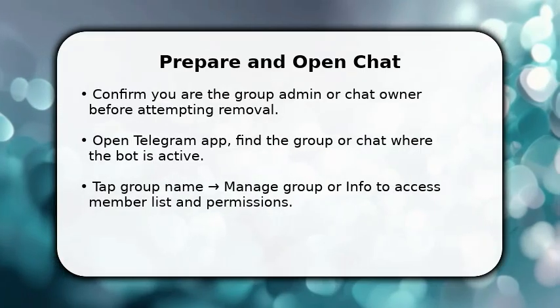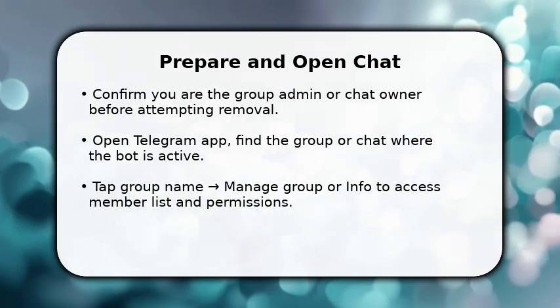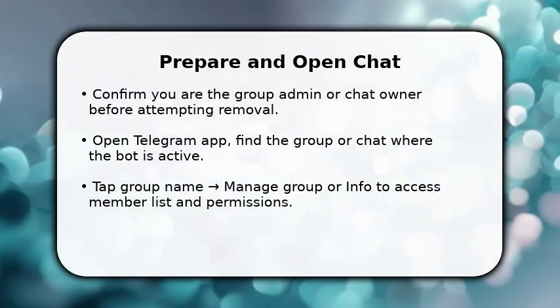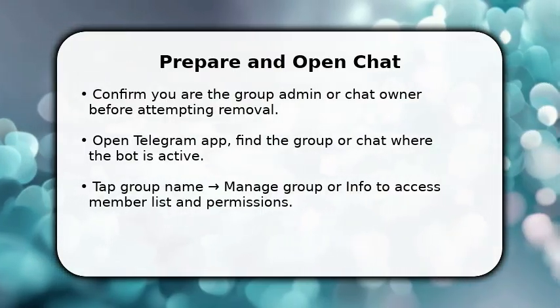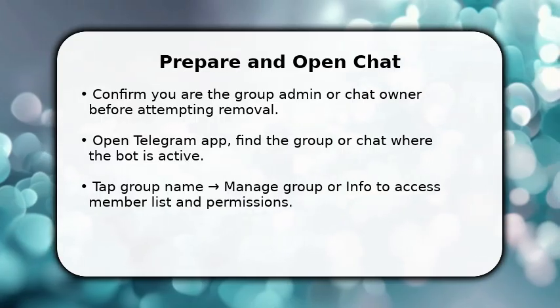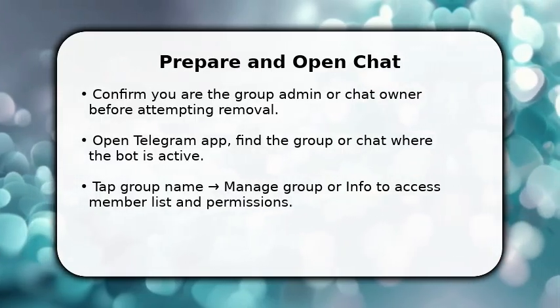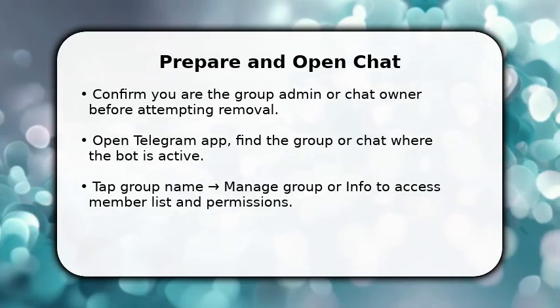You start by confirming you have admin rights. Without them, you cannot remove the bot. Once verified, open Telegram and navigate straight to the group or channel where the bot appears. Tap the group name to open info, then choose Manage Group or Edit to reveal members and permissions.